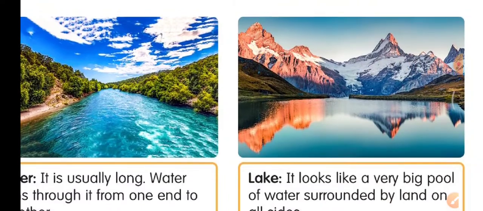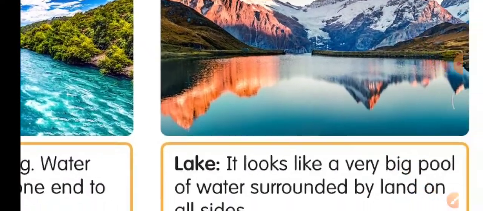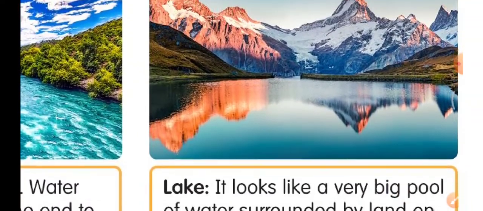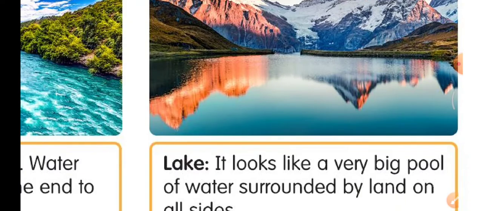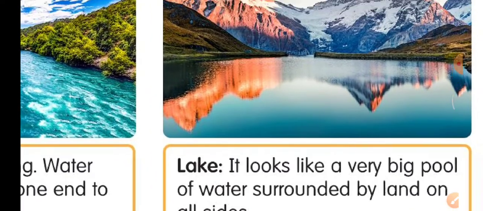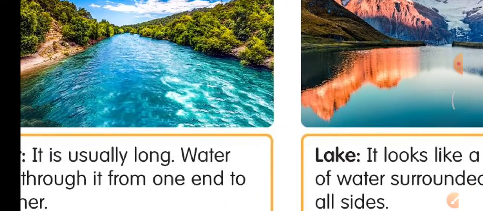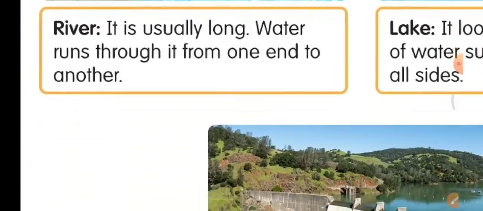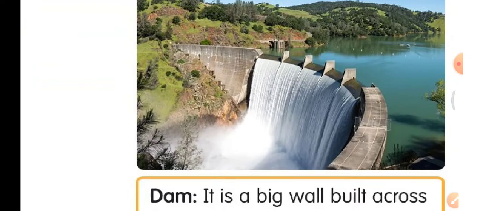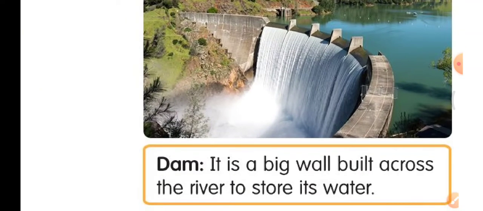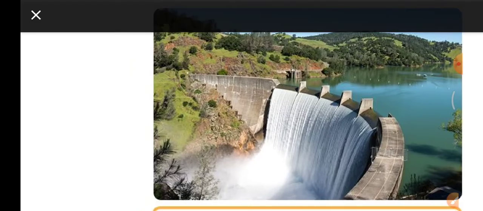What is a lake? Lake, it looks like a very big pool of water surrounded by land on all sides. Okay, lake has water on all its sides, whereas river, we have land on two sides. Now we come to the dam. What is a dam? It is a big wall built across the river to store its water.